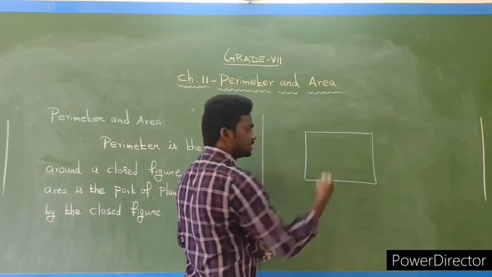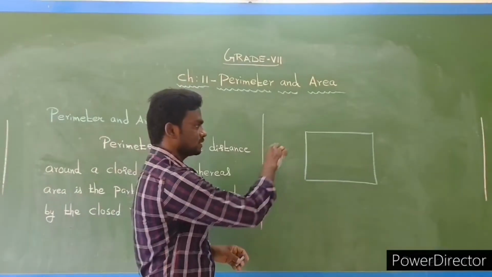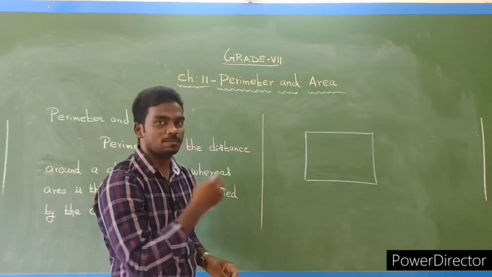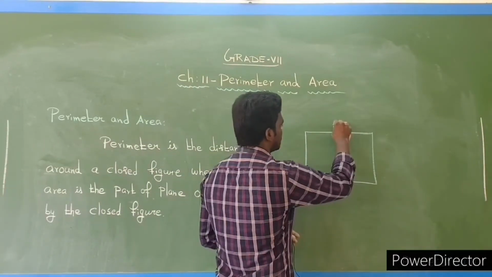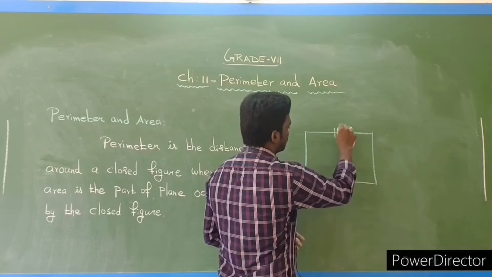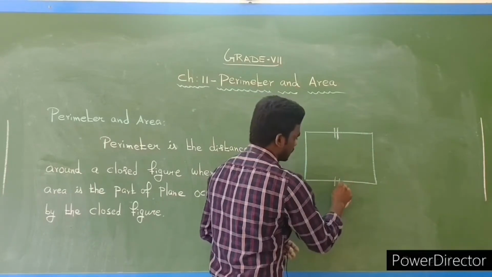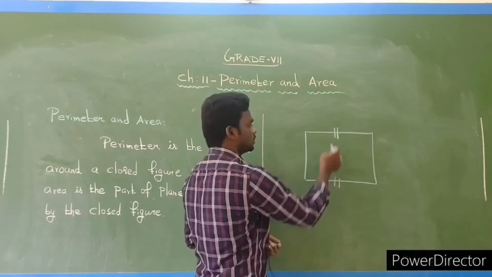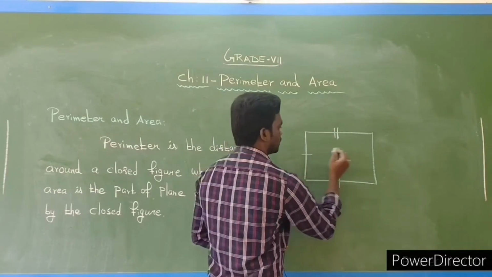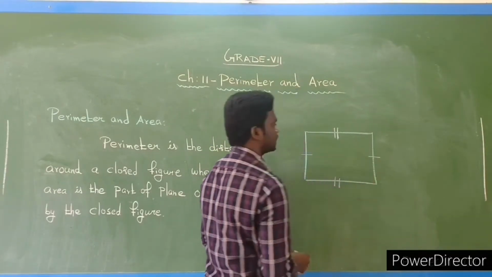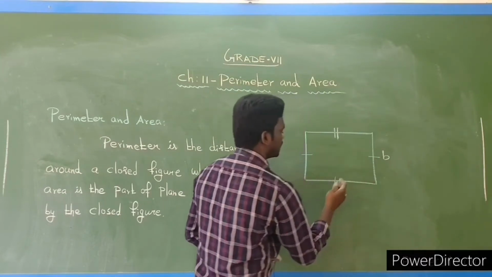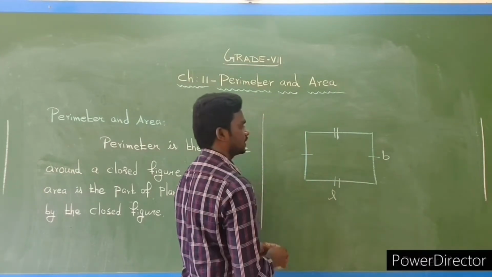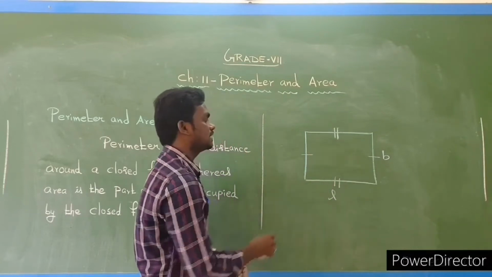Here, a rectangle is a two-dimensional shape. A rectangle is a two-dimensional figure which is a simple closed figure. What is the condition for the rectangle? The opposite sides of a rectangle are equal in measure. So, these two sides are equal in measure, and another pair of opposite sides is also equal in measure. And this one is called the breadth of the rectangle, and the base is called the length of the rectangle. So, what is the perimeter here?